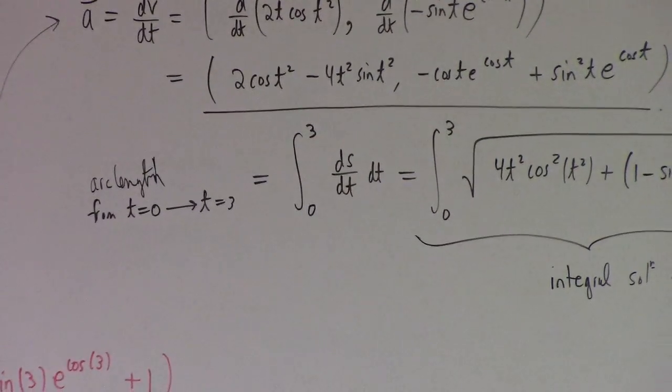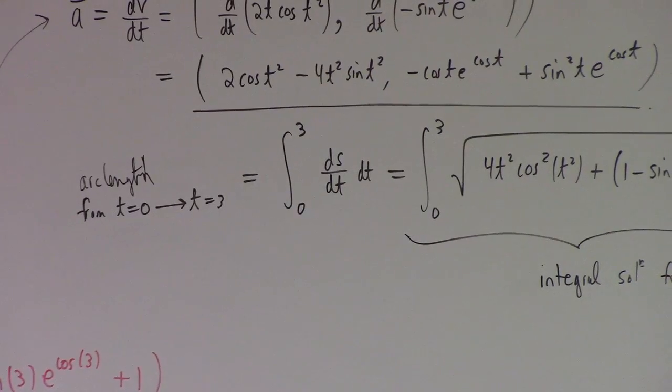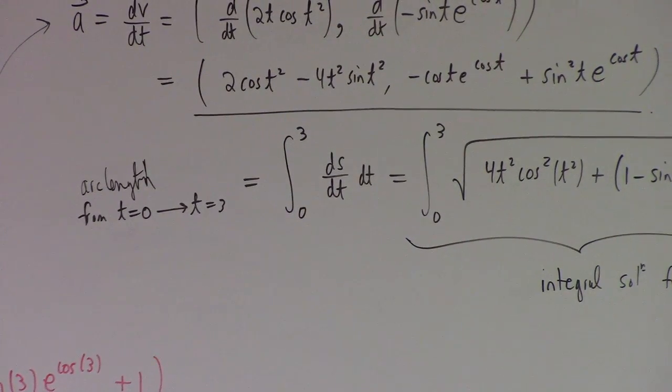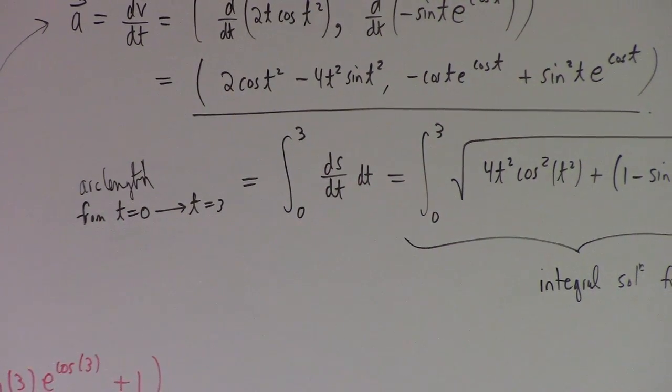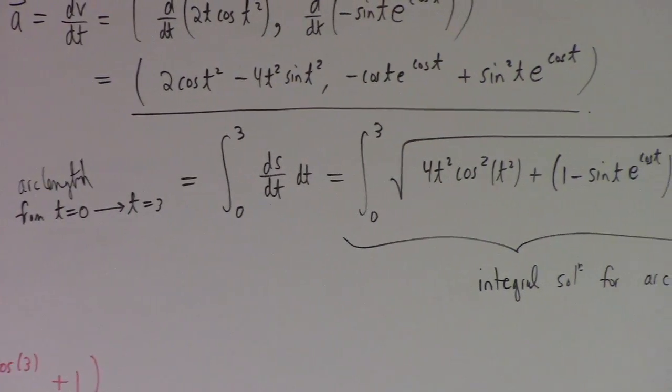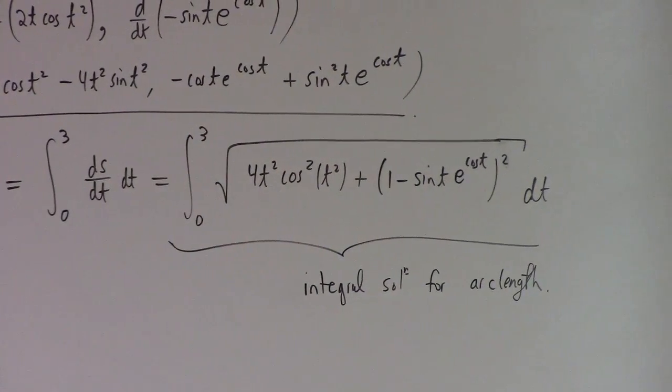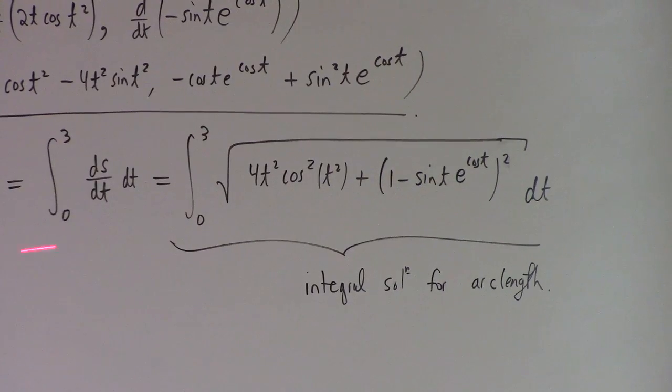Now, I didn't ask for it in the original problem statement, but I thought, while I'm at it, let me tell you, if you wanted to calculate the arc length from t equals 0 to t equals 3, what would you do? You would integrate the speed from 0 to 3, right? What is the speed? The speed is the magnitude of the velocity, right? It's the length of this vector. So to calculate arc length, I would do the integral of the square root of 4t squared cosine squared t squared plus this stuff squared, 1 minus sine t e to the cosine t quantity squared, dt.